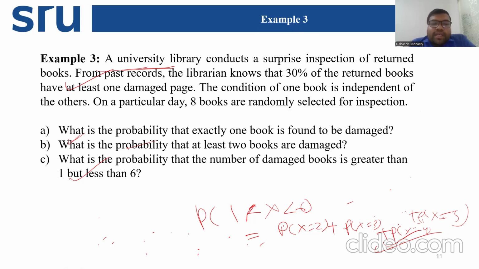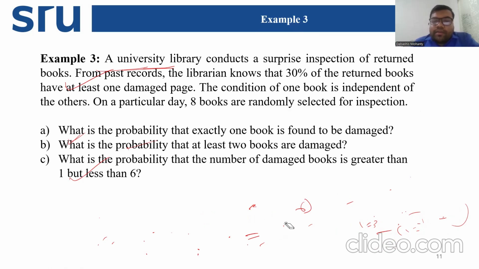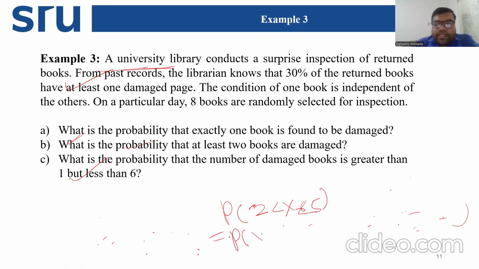Suppose it is asking to find greater than 2 but less than 5. That means, what do we need to calculate? If the question is greater than 2 and less than 5, we need to calculate the probability of 2 less than x less than 5. That means probability of x equals 3 plus probability of x equals 4.